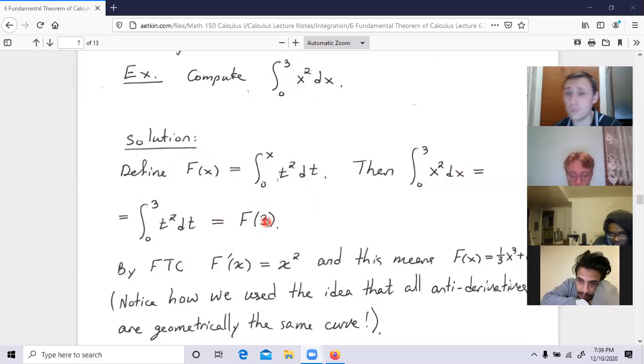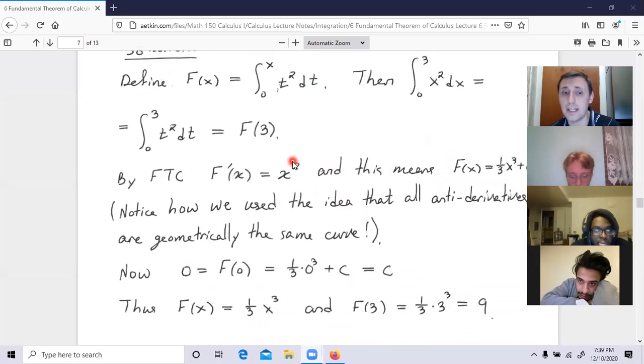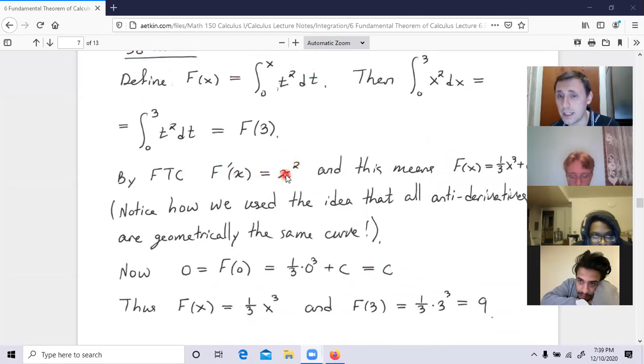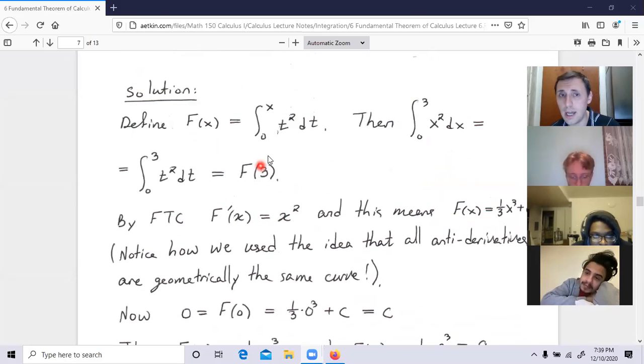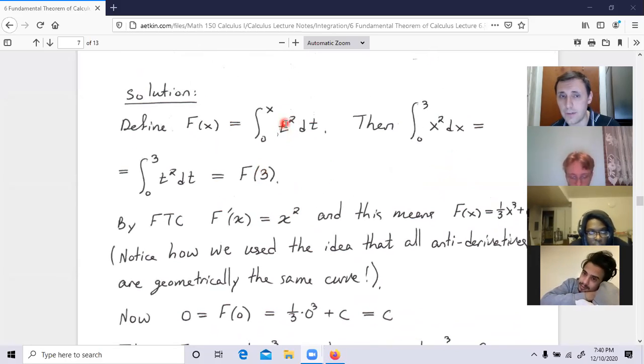Now, by the fundamental theorem of calculus, I know something about the cake function. I know that if I take the derivative, I will get x squared, right? I always get this inner function replaced by x. If I take the derivative, it's x squared. What does it mean about the formula of the cake function? It means that the cake function is an antiderivative of x squared. You agree? And we know all antiderivatives.